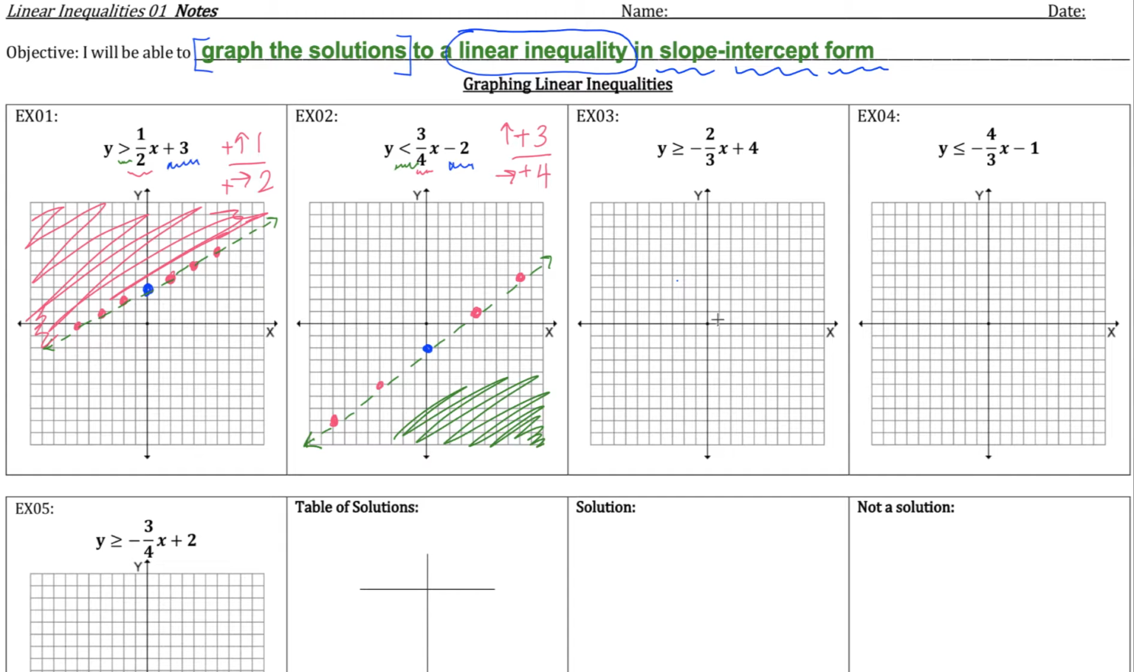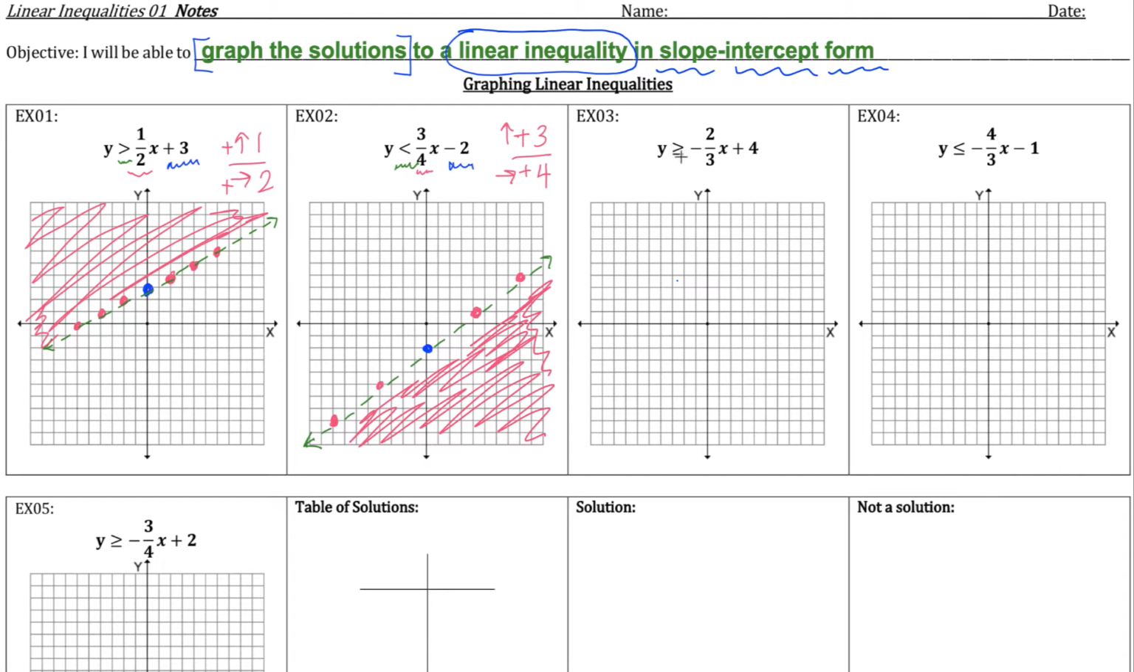I'm going to draw these in this color also. Not that you have to do it with one color, but I like to because it helps people see it a little better. All right, let's go to the next one.